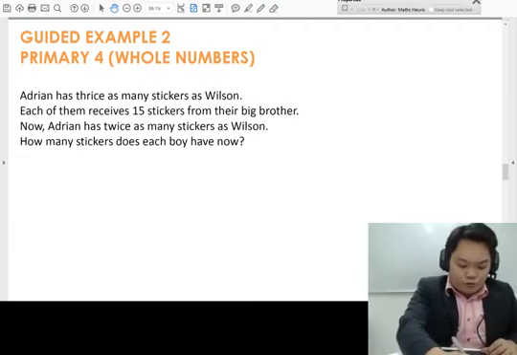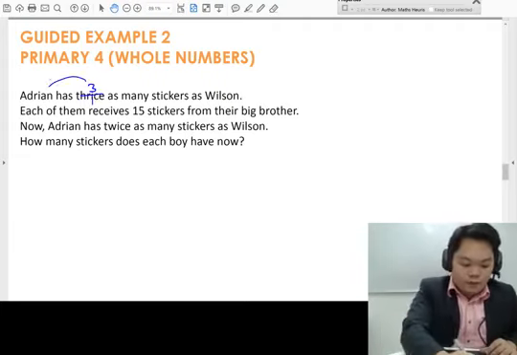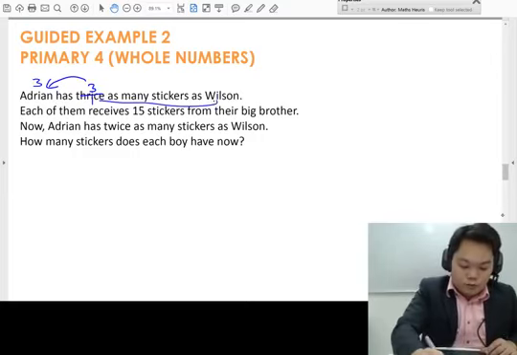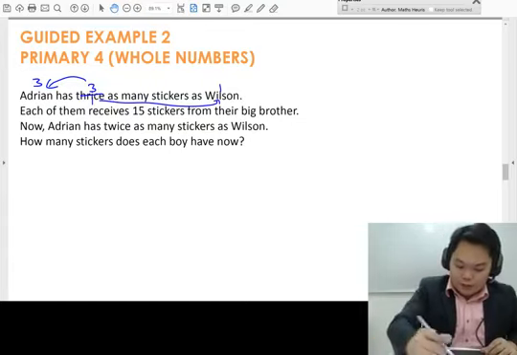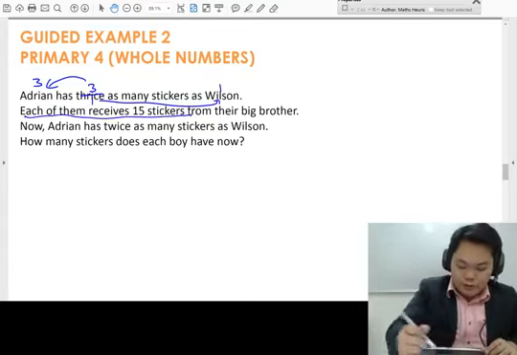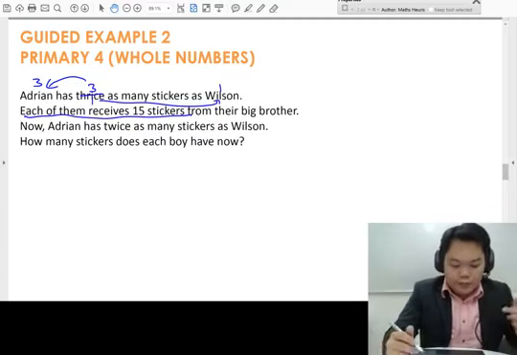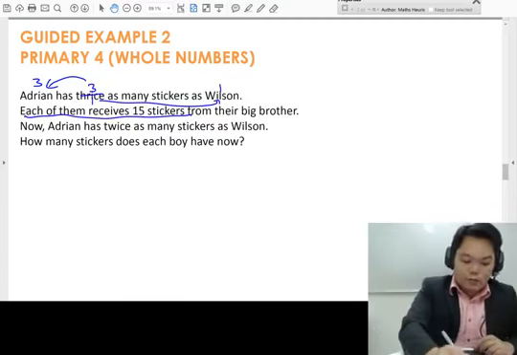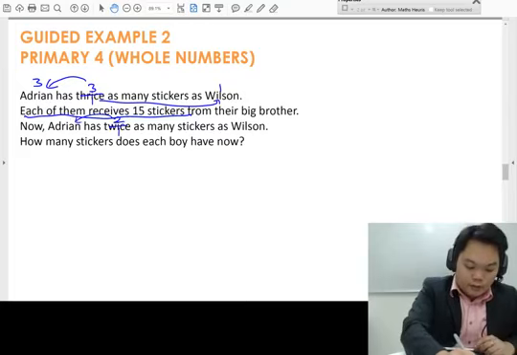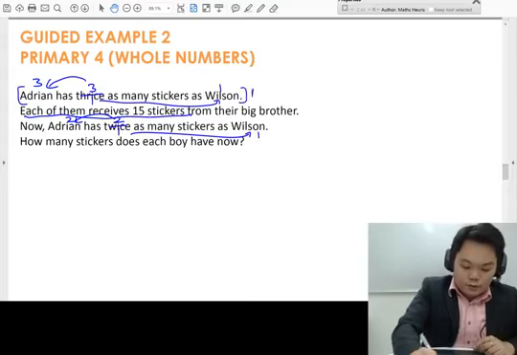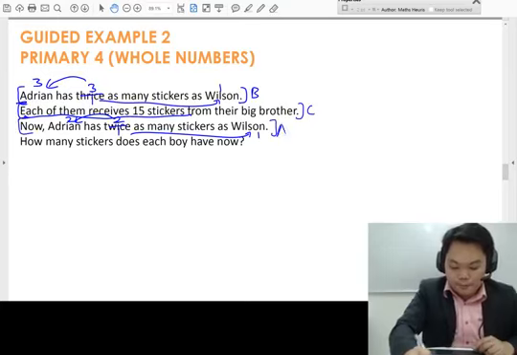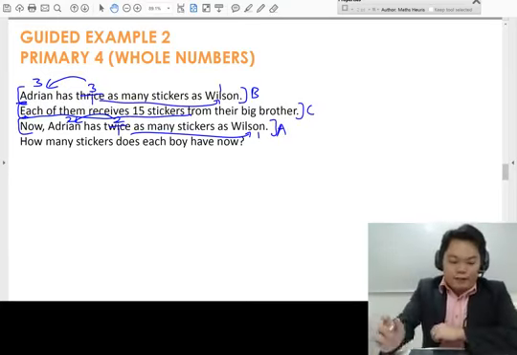Now, Adrian has thrice as many stickers as Wilson. Convert this to 3 out of 1. 3 goes to Adrian, 1 goes to Wilson. Each of them receives 15 stickers from their big brother. So there is an action, there is a change. Now Adrian has twice as many stickers as Wilson. Change this to 2 out of 1. 2 goes to Adrian, 1 goes to Wilson. So we observe that this is before, this is the change, and this is the after. How many stickers does each boy have now?